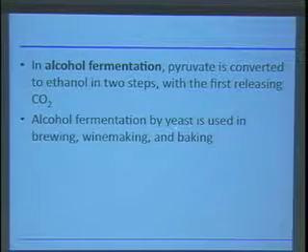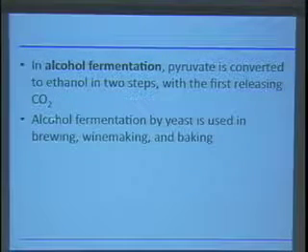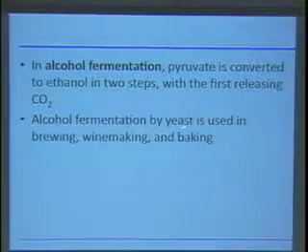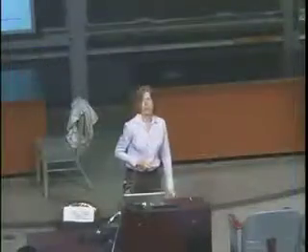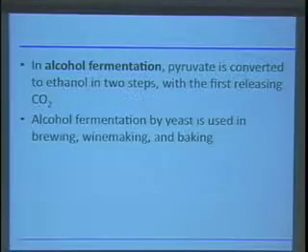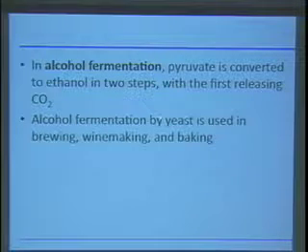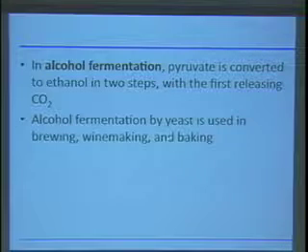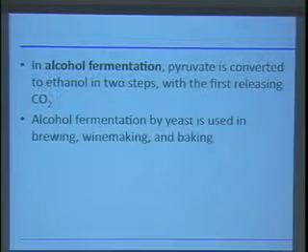And so you know for sure that alcohol fermentation by yeast is used in brewing, in winemaking, and in baking, right? Let's just stick with those examples: brewing, winemaking, and baking. And this is a process that takes advantage of a natural ability of yeast cells to ferment sugars into alcohol, and in the process releasing carbon dioxide.